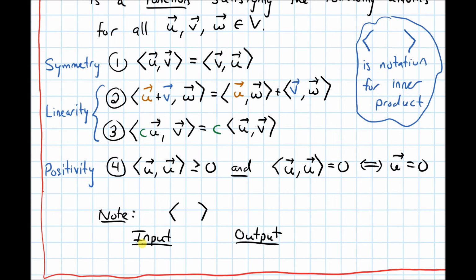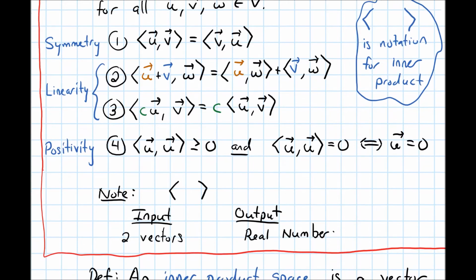All right. So one important thing that I want to note about the inner product and what it takes in and what it gives us out. So the input is two vectors. Or more generally, it's just two elements in my vector space. So we could be talking about two polynomials, for example, as the inputs. And the output, just like with the dot product, is going to be a real number. So the inner product will input two vectors and it'll output a real number.